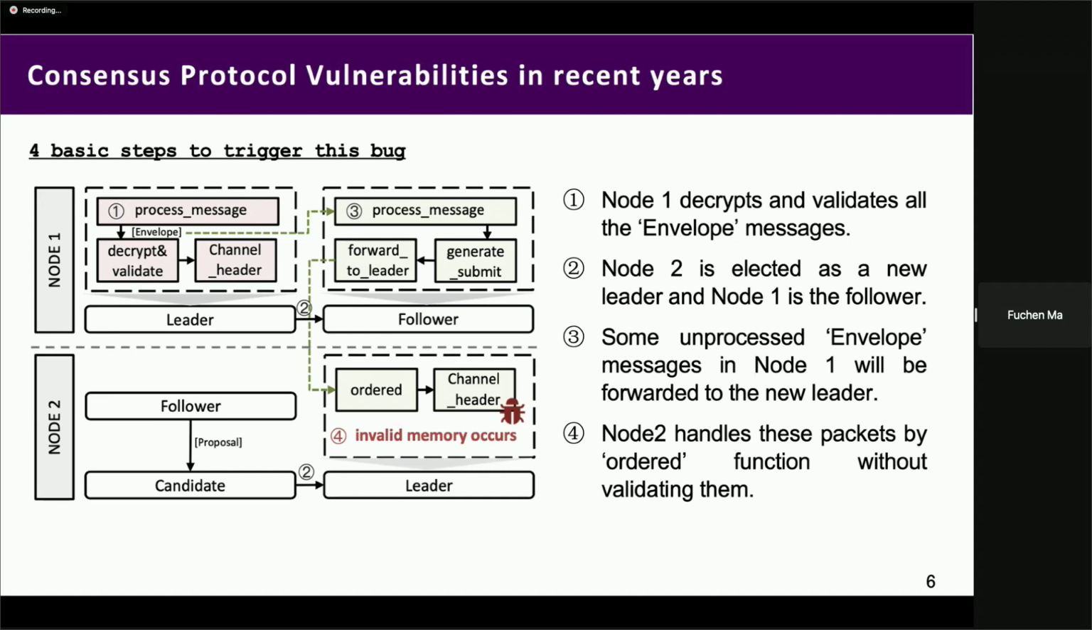But this bug is triggered in a relatively rare situation where a new leader is elected. For example, in this case, node 2 is the new leader. After the election, there may still be some leftover enveloped messages in node 1. Node 1 will forward these messages to node 2 for further processing by using the function called process message. Here the bug may exist because this path has no verification for the messages, and node 2 only handles these messages directly with the function ordered. Finally, the bug is triggered and invalid memory access occurs.